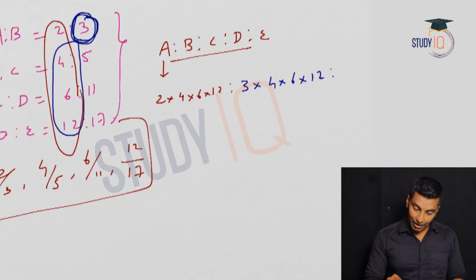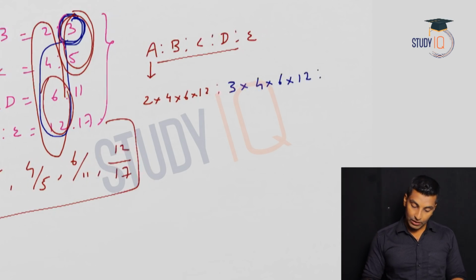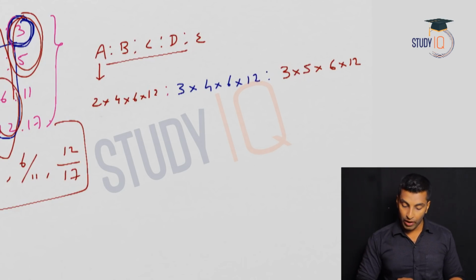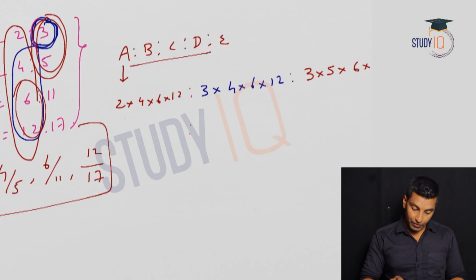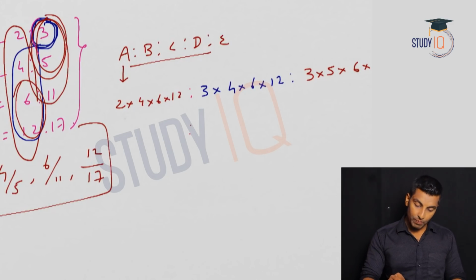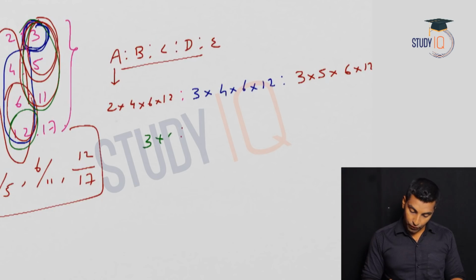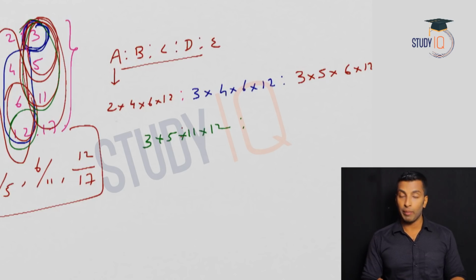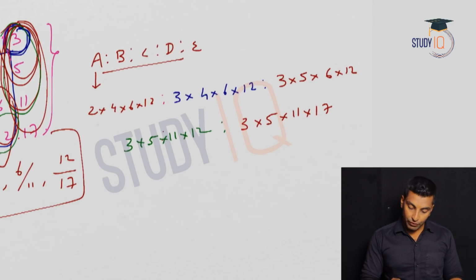Okay. Then after that you need to find C, right? So for that you take 2 denominators and 2 numerators. So what it will be? 3 into 5 into 6 into 12. Okay. Now to find D, follow the same order. You take 3 denominators and 1 numerator. So that will become 3 into 5 into 11 into 12. Now to find E, you take all the 4 denominators. Okay. So 3 into 5 into 11 into 17. So we started off with 4 numerators. We are ending with 4 denominators.